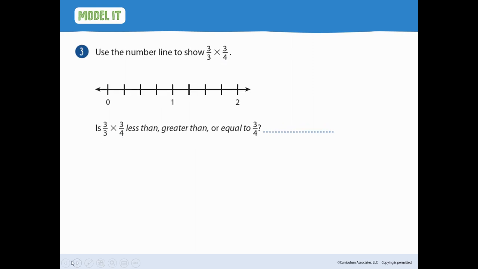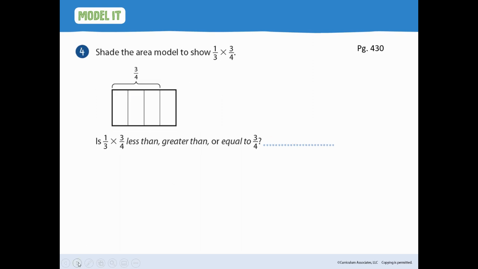So one more time, I'm going to shade in 3/4. This time I'm going to do it in blue. And it says I'm going to shade in 3/3 of 3/4. So I only have 3 pieces here, and I'm going to shade in all 3. And how the math looks is 3/3 times 3/4, less than, greater than, or equal to 3/4. So I'm looking at the number 3/4, and I'm multiplying it by 1. So my answer is going to be equal to 3/4, because any number multiplied by 1 is itself.